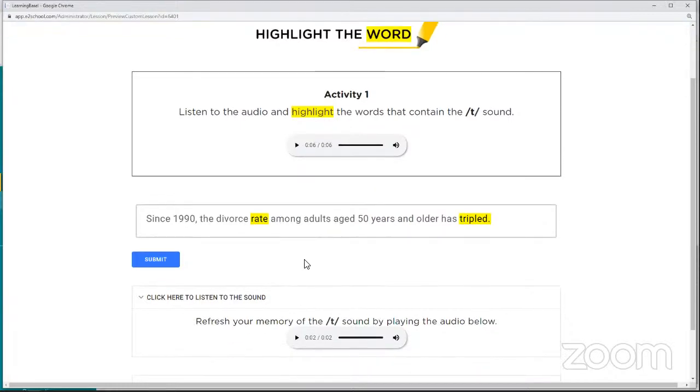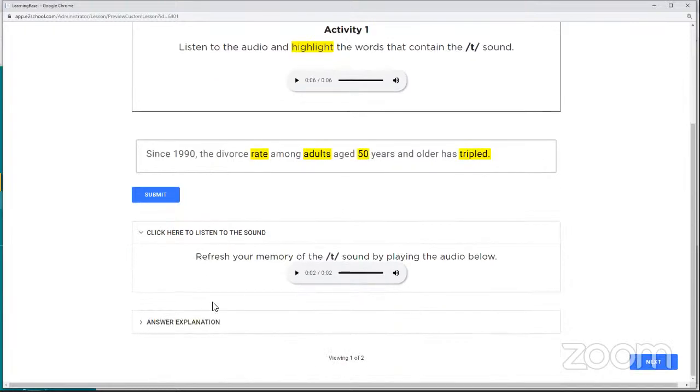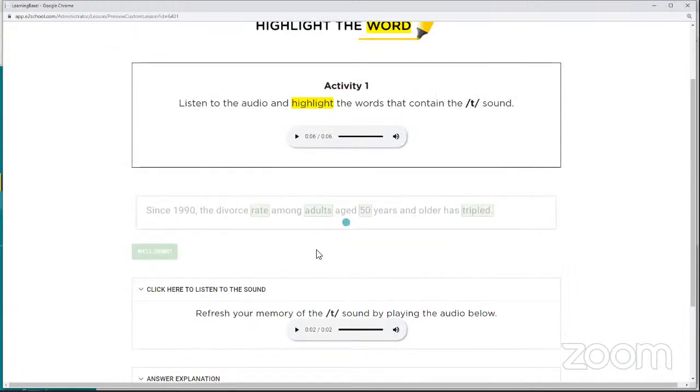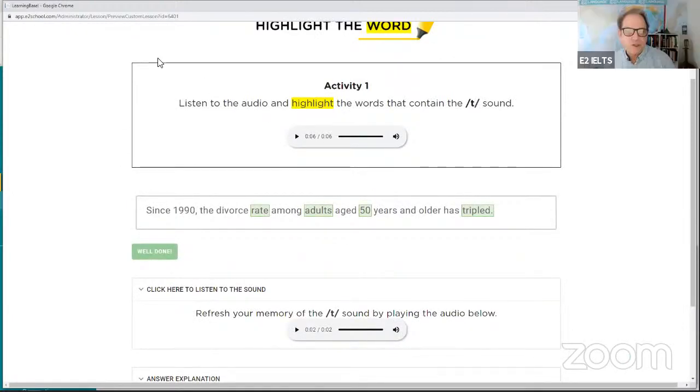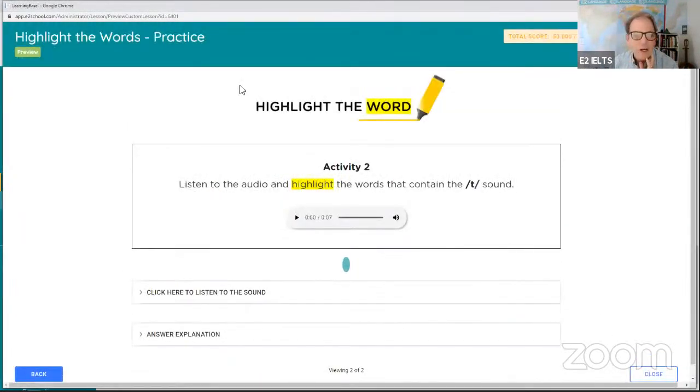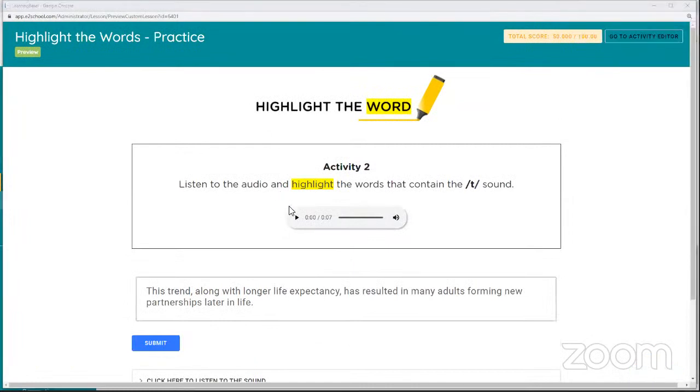All right, now there are other words in there, aren't there? What are they? Yes, that seems to have it, and so does that. Now, are we correct? 1, 2, 3, 4, yes. Let's have a look. Rate, adults, 50, tripled. Yeah, so when we submit, yes, we're correct. So high five, everyone. Good ears is what we're developing. Awareness of the sound. Good work. Which words contain t in this sentence?